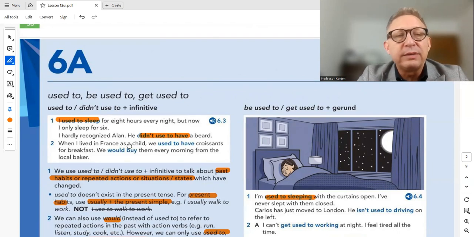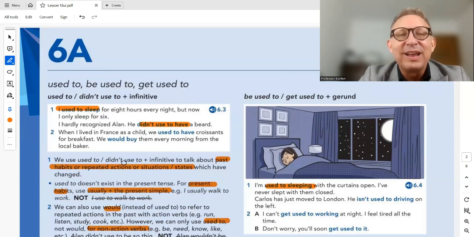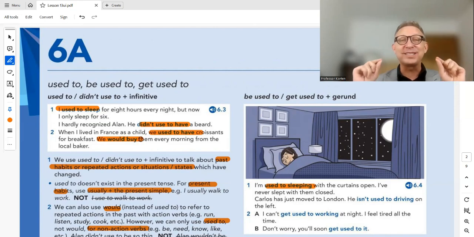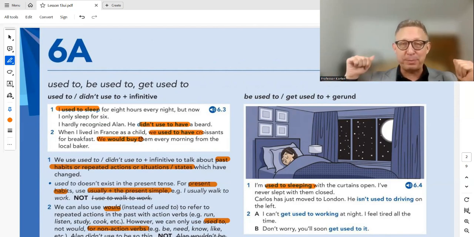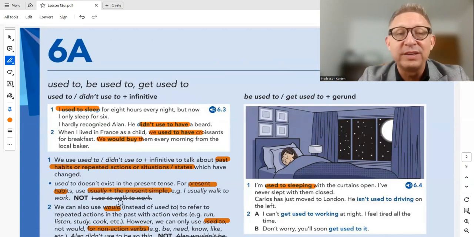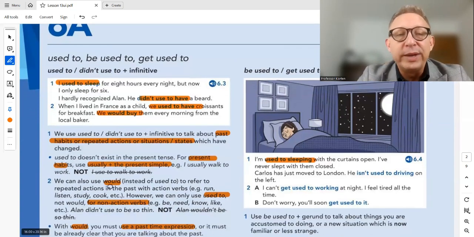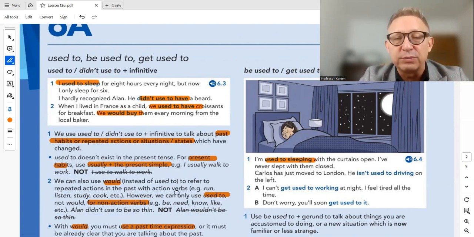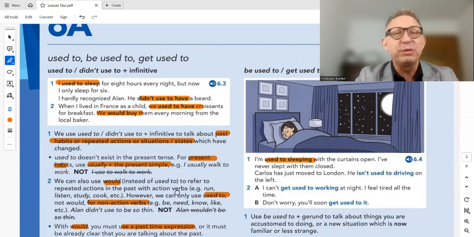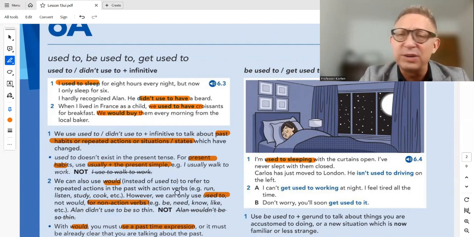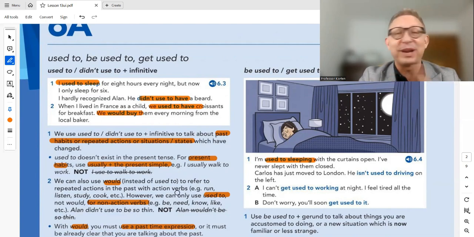All right, number 2, when I lived in France as a child, we used to have croissants for breakfast. We would buy them every morning. Used to have and would buy are similar. They talk about the past repeated habits. So would is probably new for some of you. We can use would, but we can't use would as always with used to. We use used to also with non-action verbs. I used to know that. You would never say, I would know that when I was young. No, I used to know that when I was young, but I don't use would.